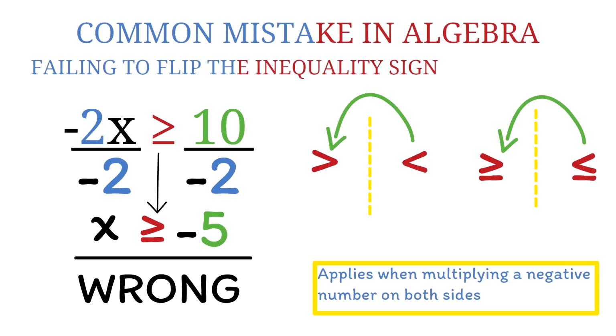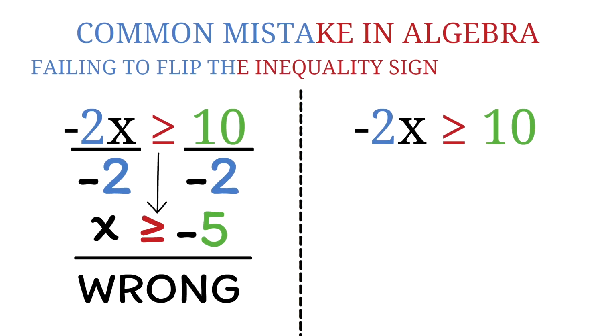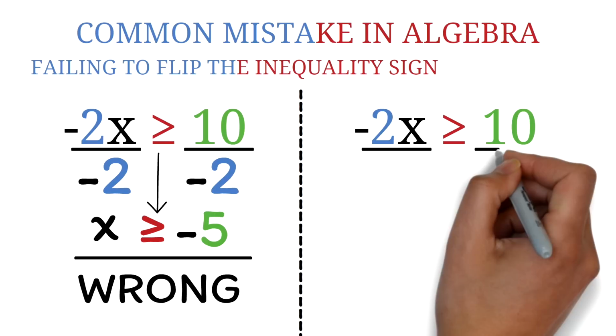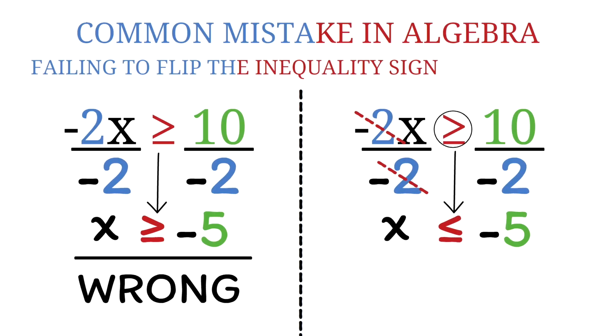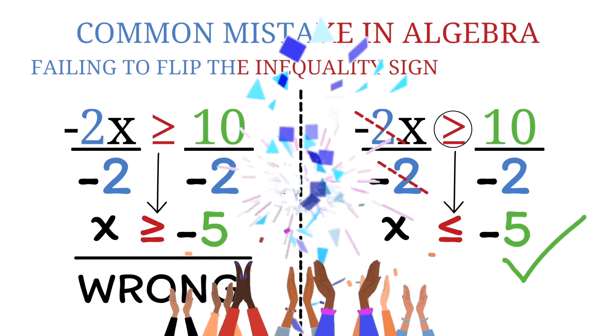The sign reverses. So to solve our inequality, we divide the terms on the left side and right side by negative 2. So starting from the left side, on the negative 2x term, the negative 2s cancel out to give us x. Then, moving on to the right side, on the constant term 10, the negative 2 divides it to give us negative 5. Now, since we divided both sides by negative 2, we flip the sign from greater than or equal to less than or equal to. So our inequality becomes x less than or equal to negative 5. Our correct and final answer.